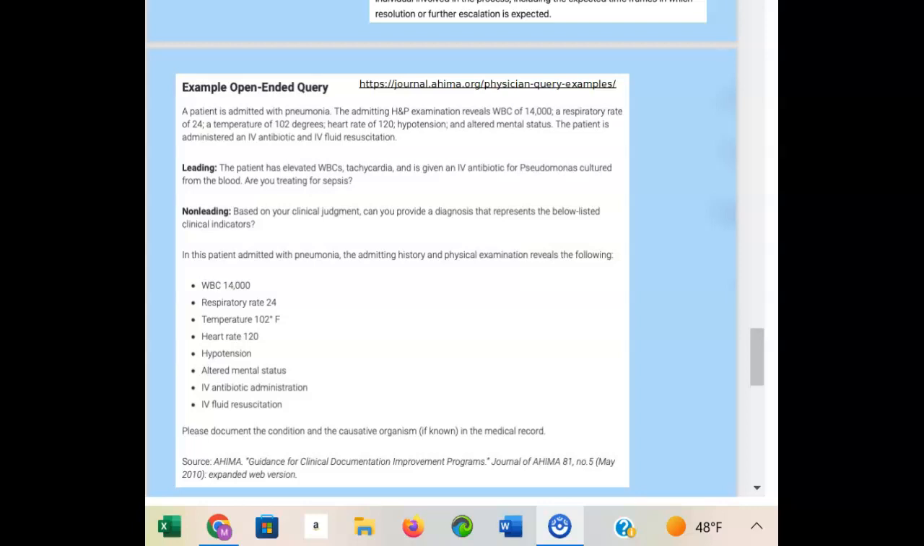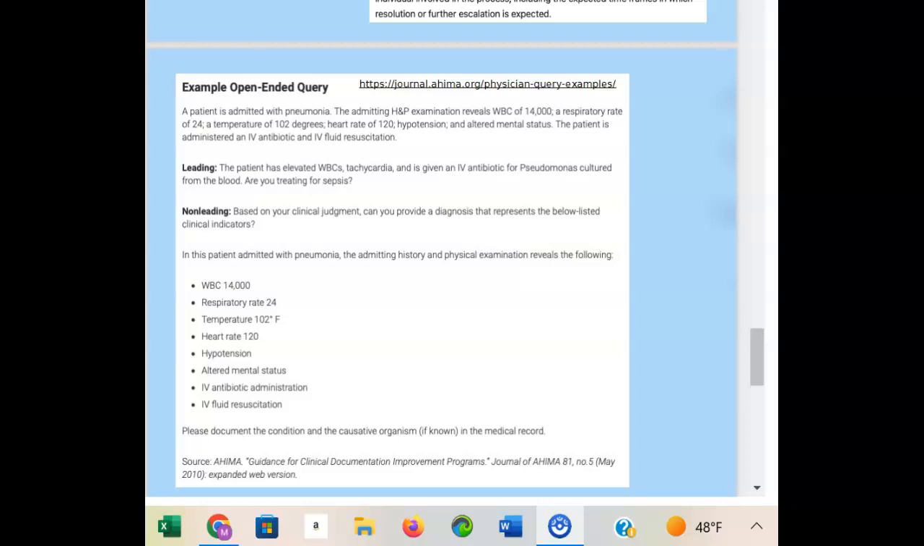Okay, so leading, you put down the patient has an elevated WBC, they have tachycardia, and they were given IV antibiotics for their Pseudomonas cultured from the blood. Okay, so this would be asking, are you treating for sepsis? All right, that's leading. You're just basically coming right out and asking them.